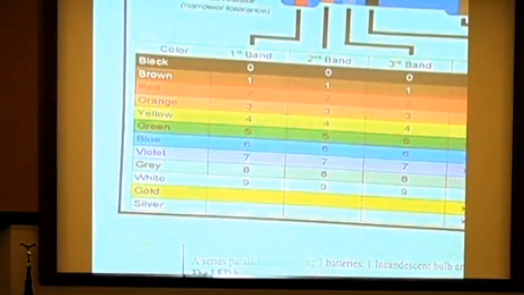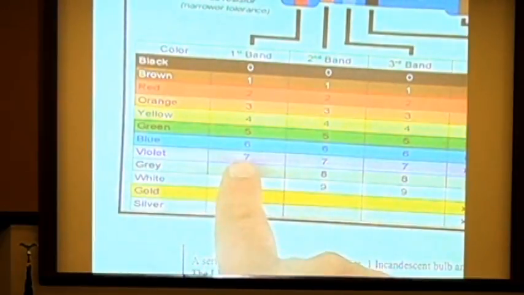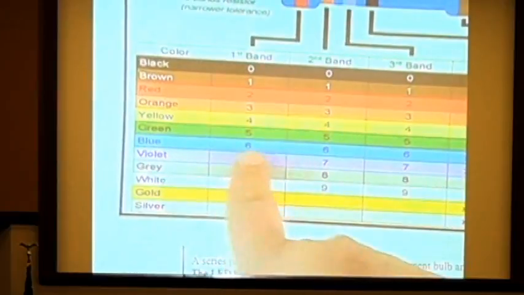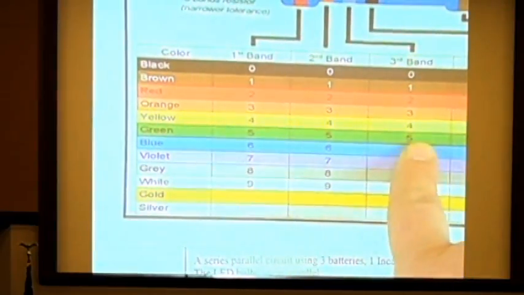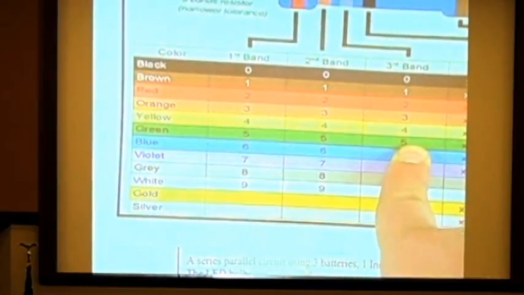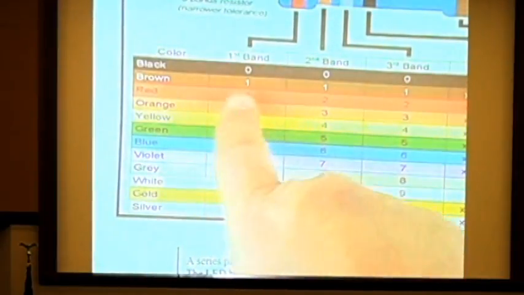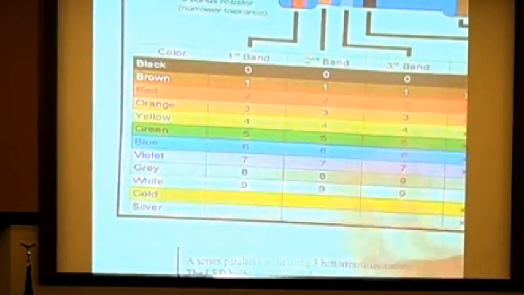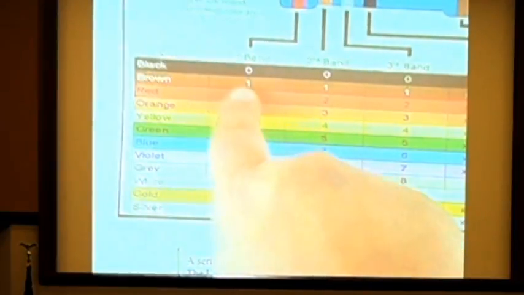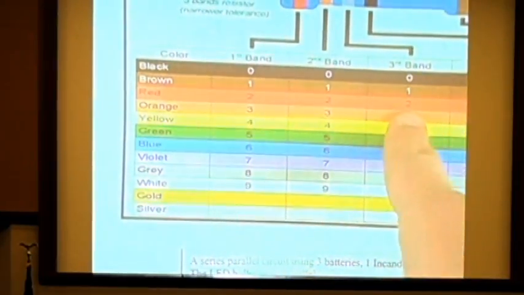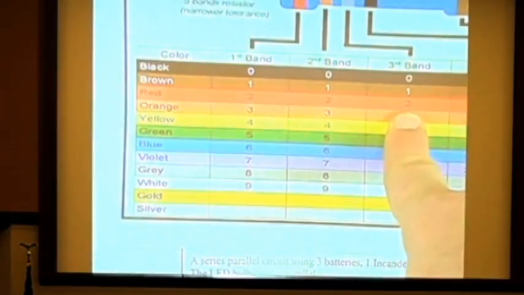So I don't know how many of the kids are familiar with K being 1,000 and that type of thing. So that's how I think of it. If you can think of that in the same manner, that's a good answer. So a blue and a green would be 6, 6 times 5 plus 5 zeros, okay? A brown, red, and red would be 1, 2, and 2 zeros, okay? Is that clear of how that works?